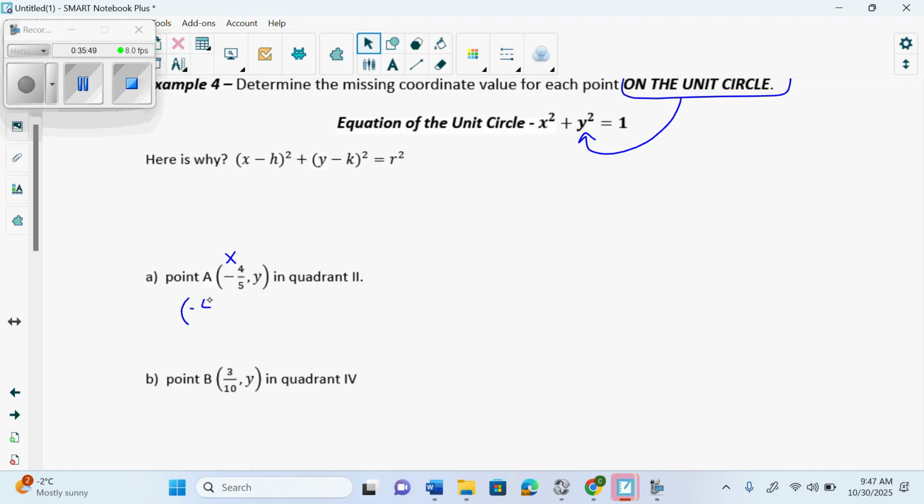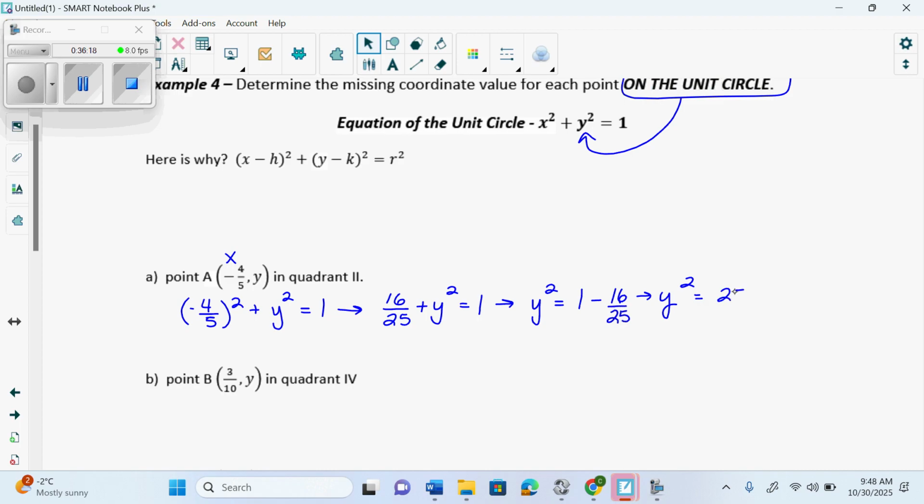So I get negative 4 over 5 squared plus y squared equals 1. Yes? Then I get 16 over 25 plus y squared equals 1. Then I subtract the 16 over 25 over, so y squared equals 1 minus 16 over 25. Then I need a common denominator, so I get y squared equals 25 over 25 minus 16 over 25. So y squared equals 9 over 25.